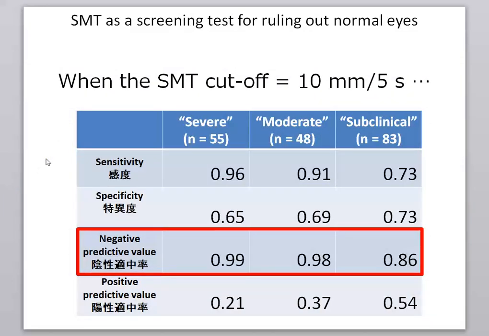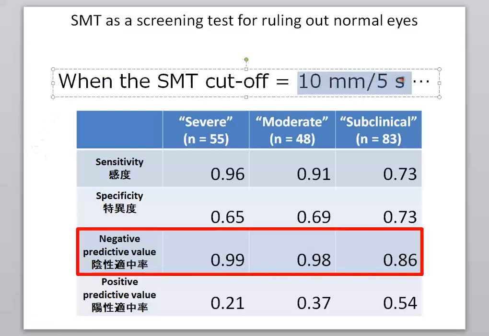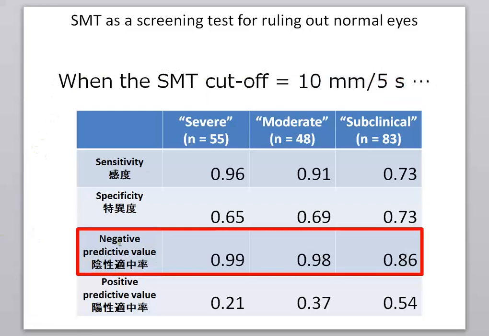In the last slide here, I would like to show you a result of a simulation. If you set up the SMT cutoff length at 10 mm per 5 seconds, then we will get very high negative predictive values: 99% for the severe state, 98% for the moderate state, as well as 86% for the subclinical state. Instead of that, we have to accept a low value of the positive predictive values, of course. This is the expense.